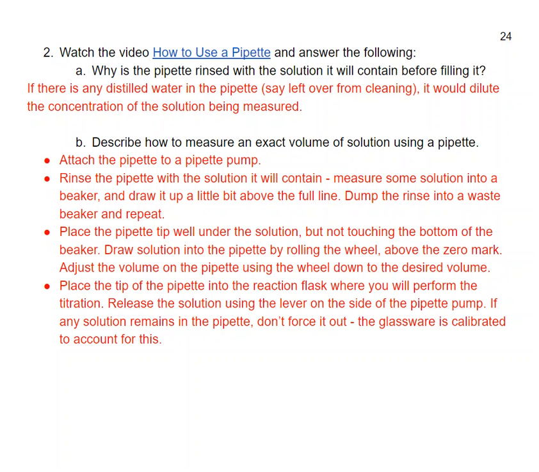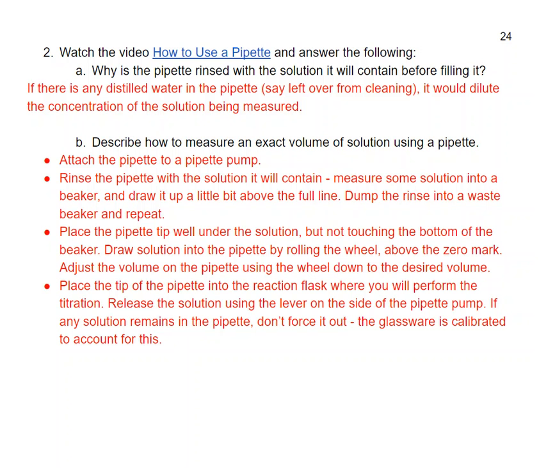You want to place the pipette tip well under the surface, but not touching the bottom of the beaker, because either of those could cause us to get air bubbles in our pipette, and that dead volume is going to cause us to measure inaccurately. So once you've pulled up the volume of solution that you're going to need, you're going to pull it above the zero mark again, and then adjust using the wheel down to the exact desired volume.